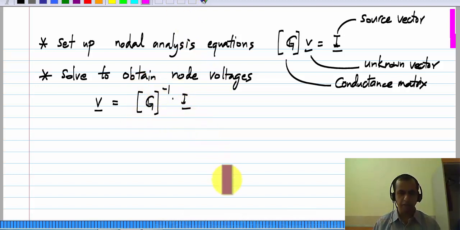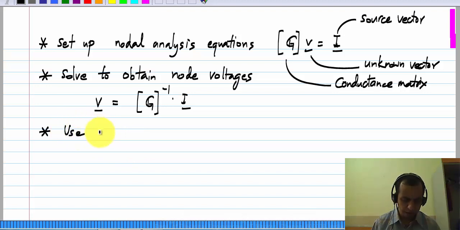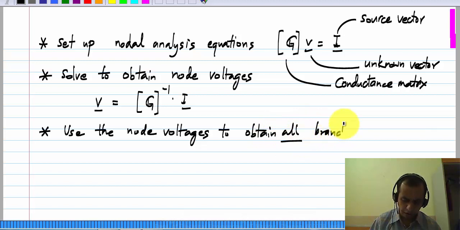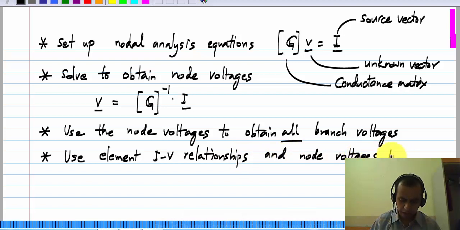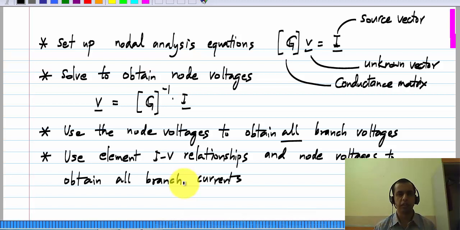So V will be the inverse of this matrix times I. I am showing these square brackets to emphasize that it's a matrix, and then use the node voltages to obtain all branch voltages, and finally use element IV relationships and node voltages to obtain all branch currents. So at the end of this process you will have all branch voltages and all branch currents.